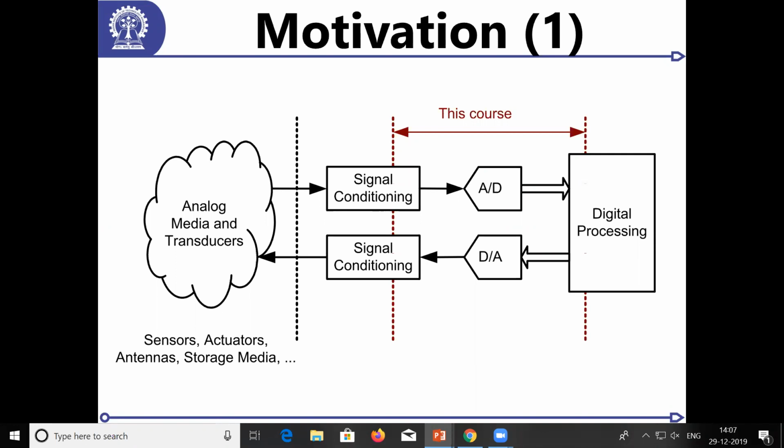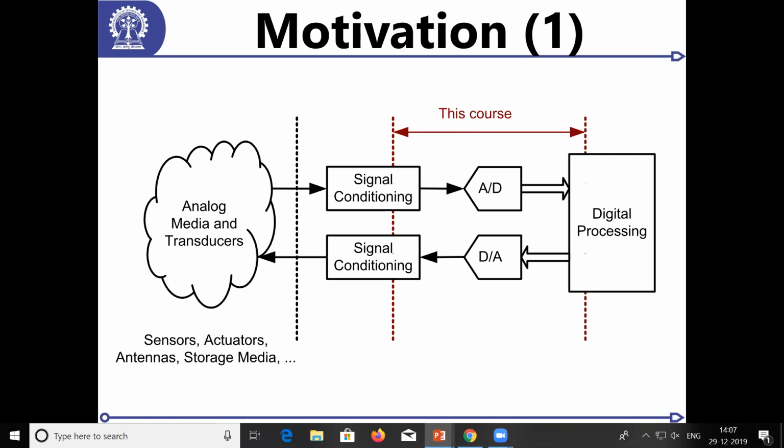So you take the signal. Now before the signal gets into the digital domain, you need to go through something called a signal conditioning circuit, because the quality of the signal might not be good.